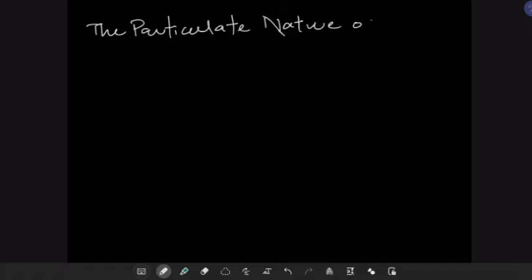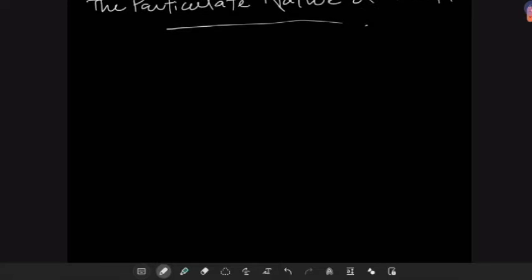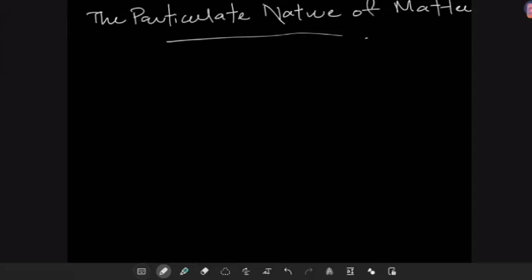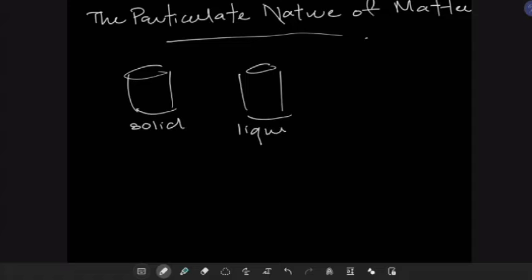The first thing you will learn in chemistry in IGCSE is the particulate nature of matter. In chemistry, this is the first concept that you have to understand, which is that all forms of matter exist in three forms. There's solid, liquid, and of course, gas.